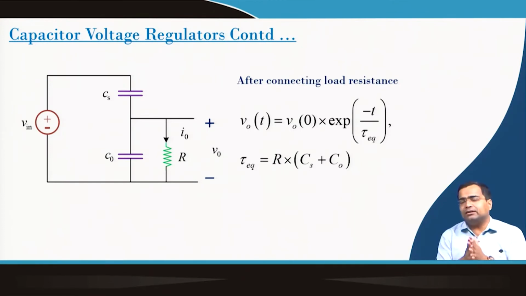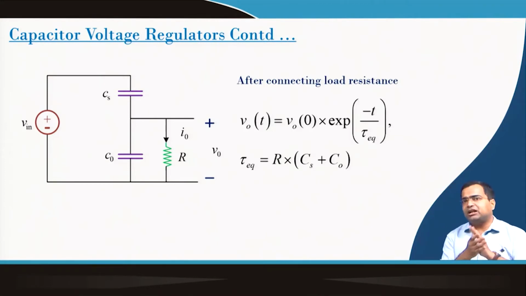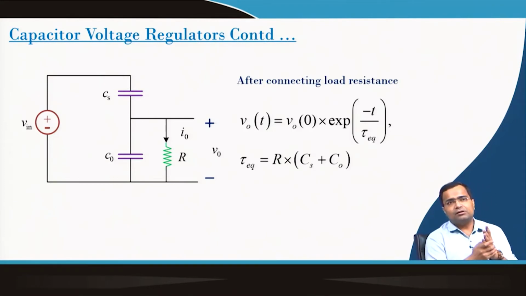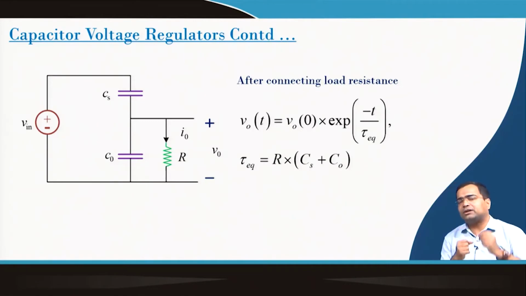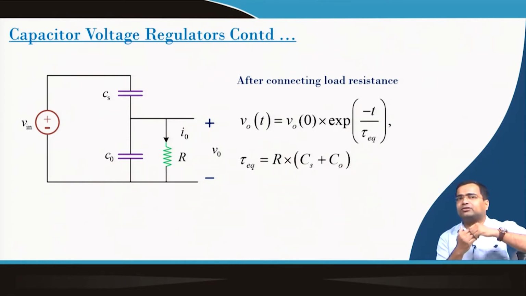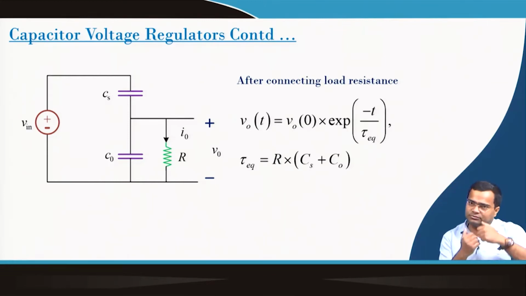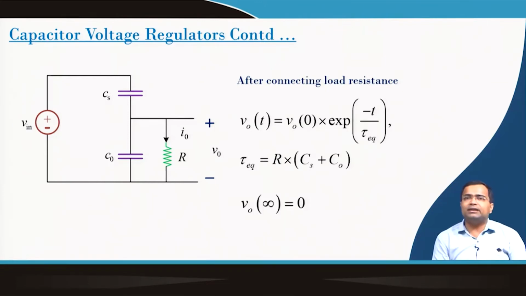Since the current is flowing, the charge is no longer constant, the charge is varying. If the charge varies, what happens? The source capacitance, because it is getting more and more charge, the voltage across the source capacitor will grow up, whereas the voltage across the load capacitance will come down, and ultimately the voltage will become 0 at steady state. So, the voltage will collapse.